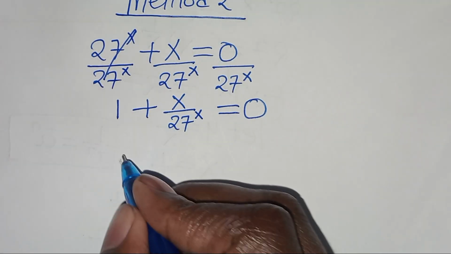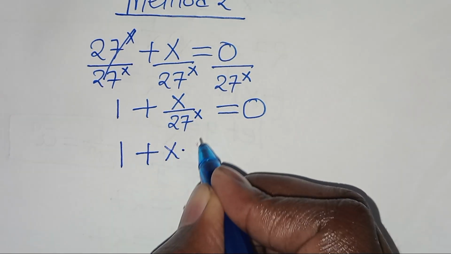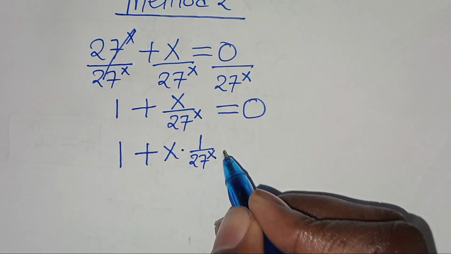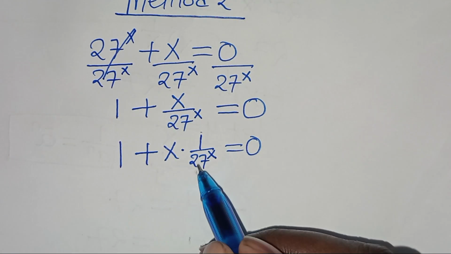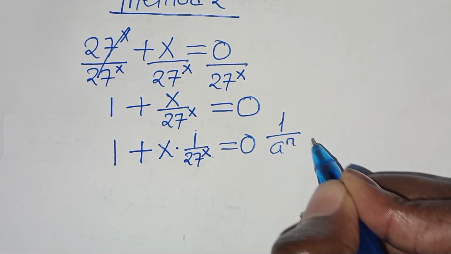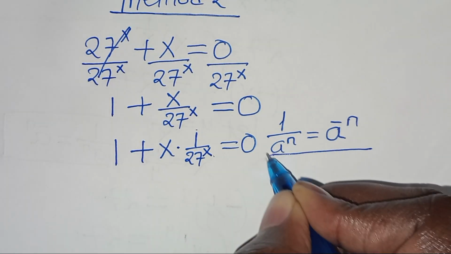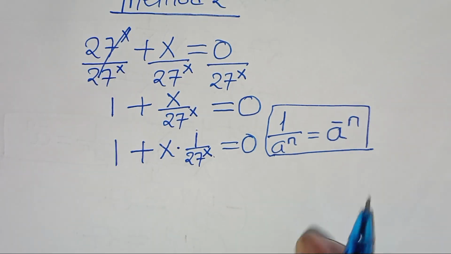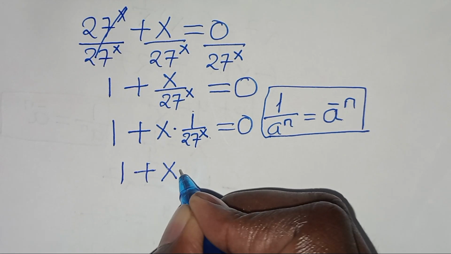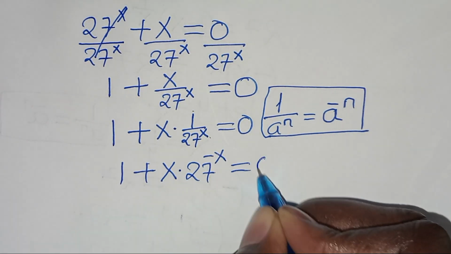Now, this implies that here we have 1 plus, we can write this as x times 1 over 27 raised to power x, equal to 0. 1 over 27 raised to power x is in the form of 1 over a to power n, which you can express as a to power minus n. Let's apply this property so that now we have 1 plus x times 27 raised to power minus x equal to 0.